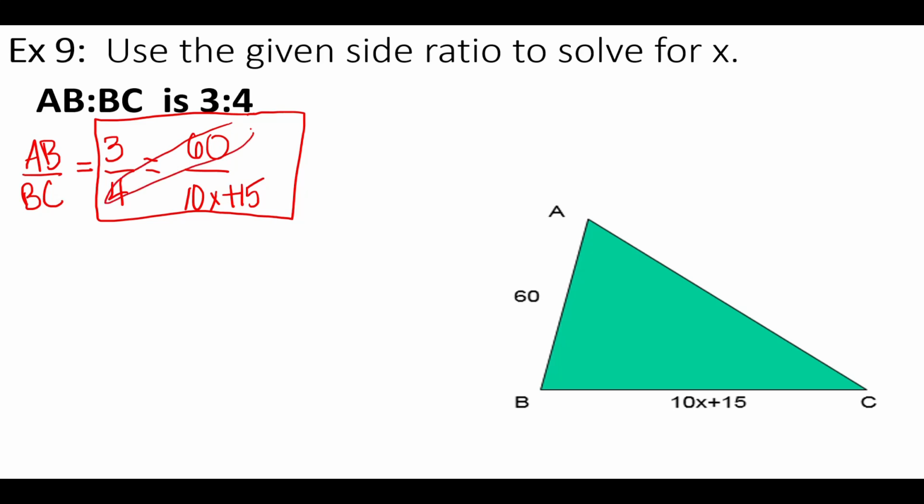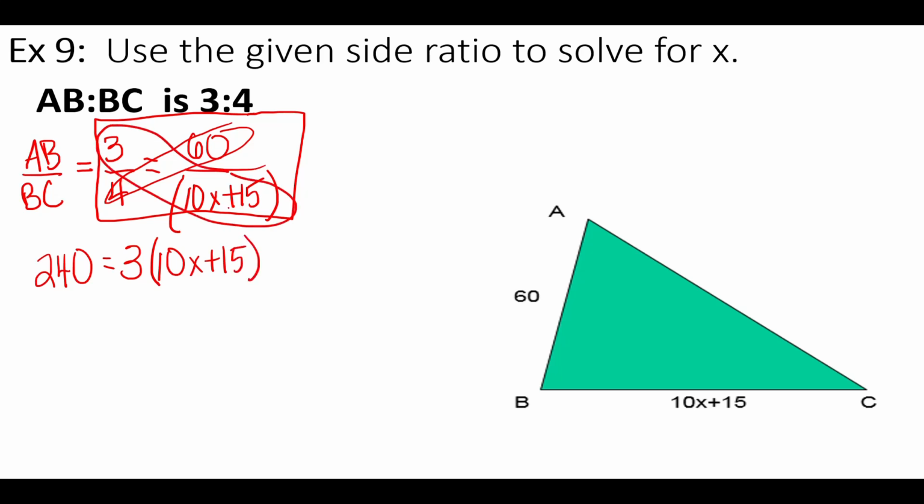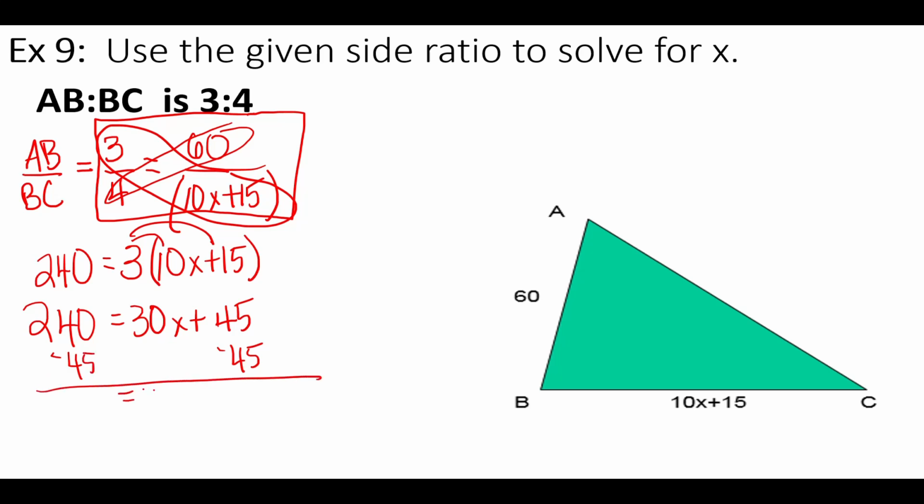So 60 times 4 is 240. And then we're going to be taking 3 times that whole entire denominator, 10x plus 15, when we multiply this way. We're going to have to distribute. So 3 times 10x is 30x, plus 3 times 15 is 45. That's all going to be equal to 240. We're back to a two-step equation. So minus your constants to get x isolated on the left. 240 minus 45 is 195. Divide by your coefficient to solve for that remaining variable.